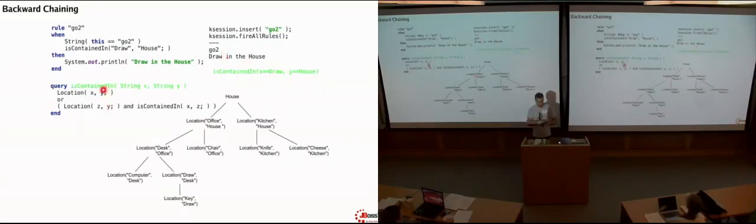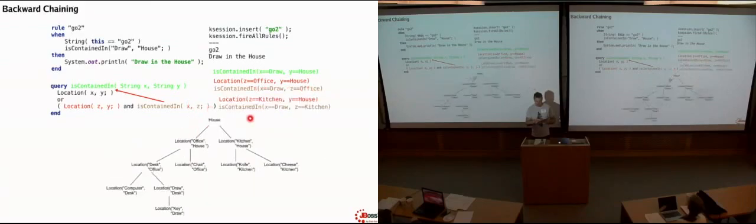So how does this work? It calls is contained in. It says, is the drawer in the house? There is no ground term for that. So then it tries the location ZY. It gets all of the children of the house. We know that office is a child, and we know that kitchen is a child. And then it will recursively ask that. So it's asking, is the drawer in the office? And we know that it is. But it also asks, is the drawer in the kitchen? Because it's going to go down both sides. It doesn't yet know that the drawer is in the office. So it has to go down both sides. But obviously we know one side will fail.